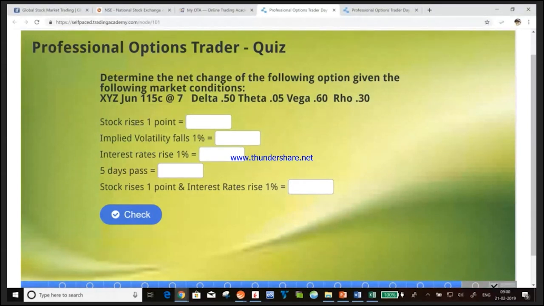Correct? By 0.5. So when stock rises 1 point, your new value will be 7 plus 0.5. Got it now? Arun?